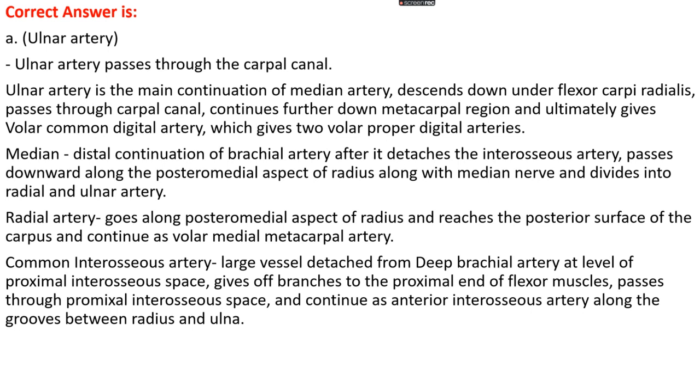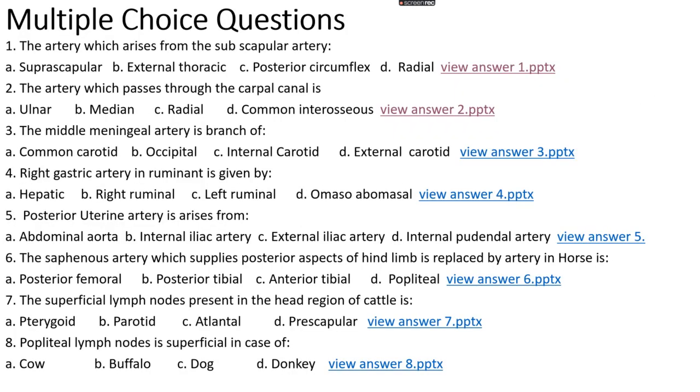The radial artery goes along the posteromedial aspect of the radius and reaches the posterior surface of the carpus, and continues as the volar medial metacarpal artery. While the common interosseous artery is a large vessel which is actually detached from the deep brachial artery at the level of the proximal interosseous space. It gives off branches to the proximal end of the flexor muscles, passes through the proximal interosseous space, and continues as the anterior interosseous artery along the groove between the radius and ulna.